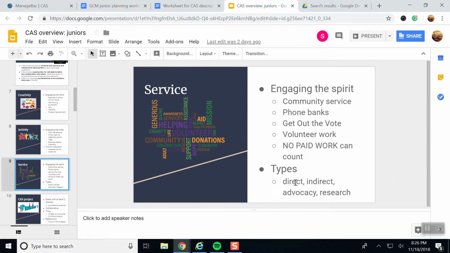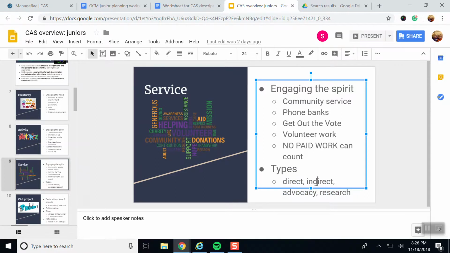There are 4 types of service, and you can see them listed here. Direct is easy to understand. You're actually working with a specific person, so tutoring. Indirect, you may be packaging goods for military service members, or maybe for the homeless. Advocacy, which is where you would be doing some get out the vote type thing, advocating on behalf of somebody. And then also research would count as service.